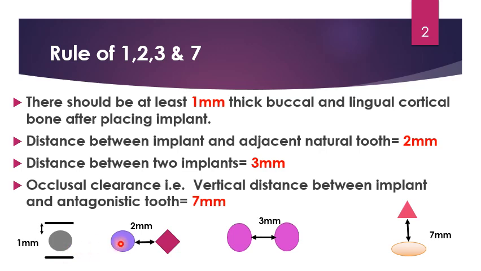Rule of 2, the distance between implant and the natural tooth should be 2 mm. If we are going for multiple implants, the distance between 2 implants should be 3 mm. And rule of 7 means that the vertical clearance, that is the occlusal clearance from the implant to the antagonist tooth, should be 7 mm to accommodate the prosthesis.